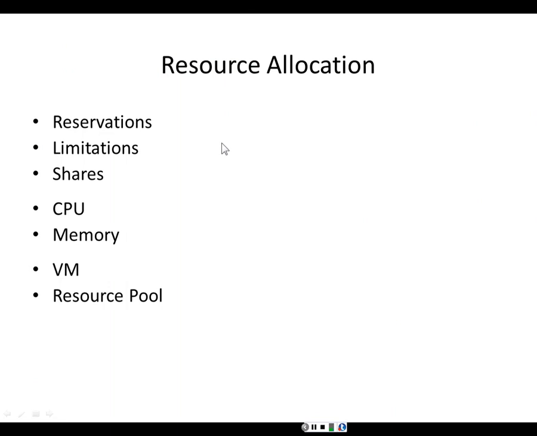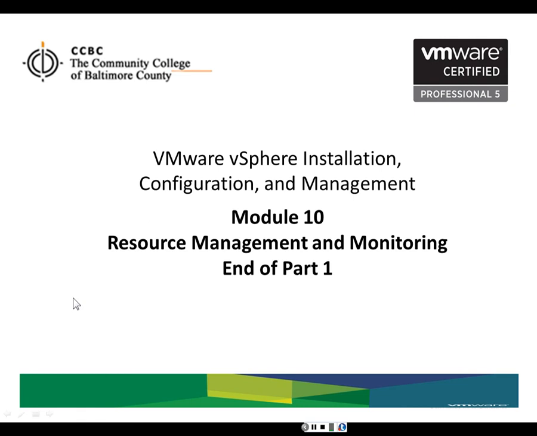Resource allocation is made up of reservations, limitations, and shares. It can be applied to CPU, it can be applied to memory. It can be configured per virtual machine, or it can be configured per resource pool. And this concludes part 1 of Module 10, Resource Management and Monitoring.